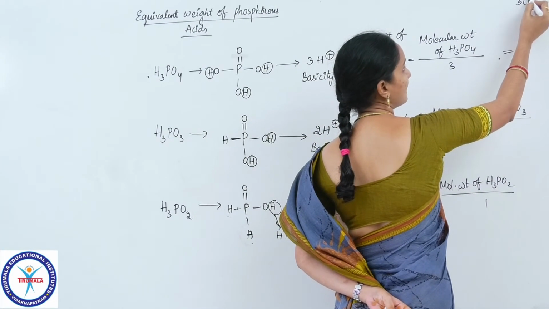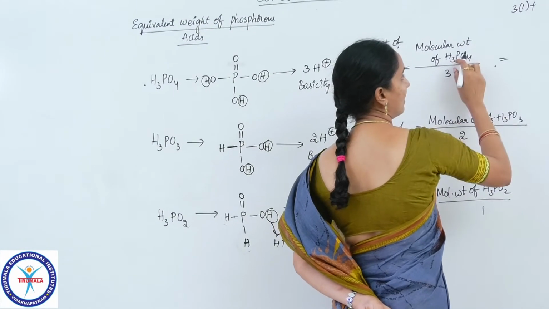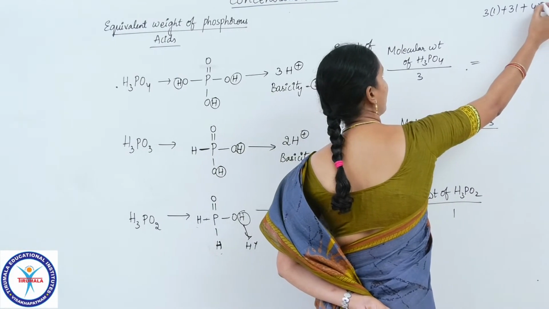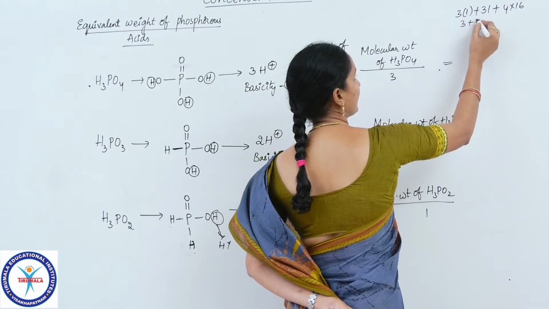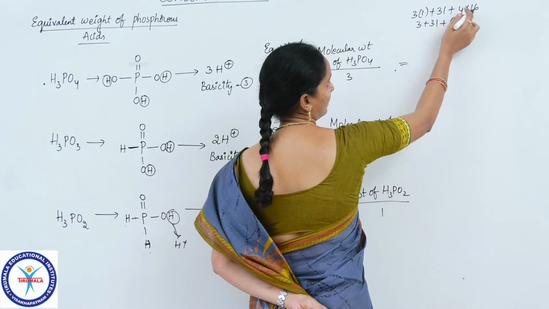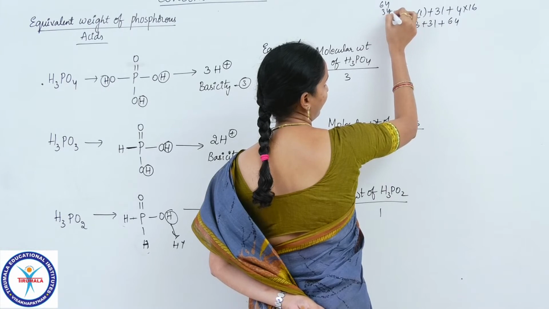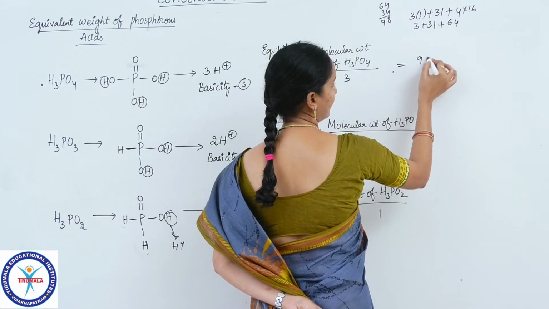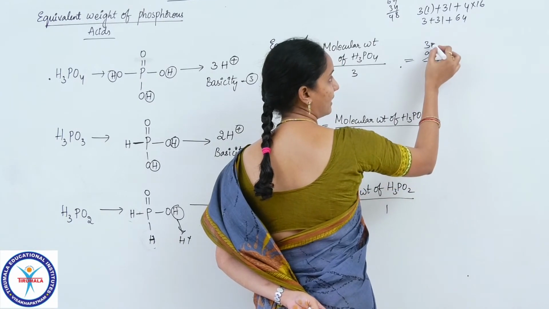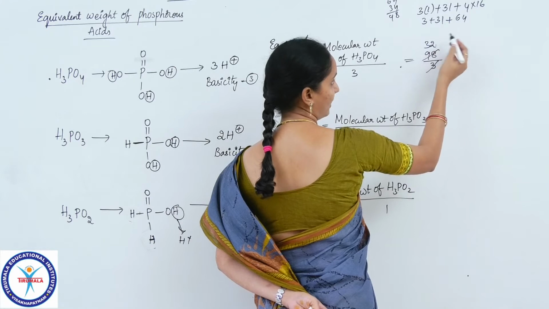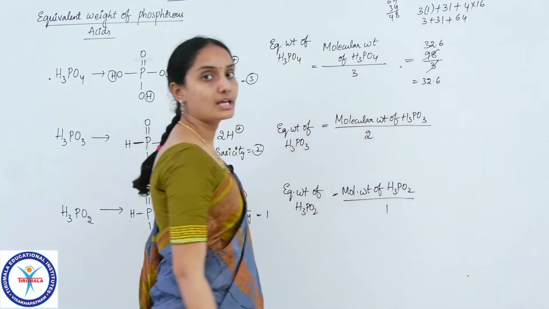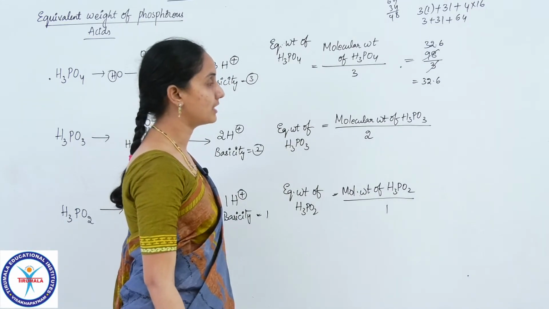If you calculate the molecular masses of these compounds, children, H3PO4, how much is it? 3 hydrogens, so 3 into 1, plus 1 phosphorus, that is 31, plus 4 oxygens, that is 4 into 16. So 3 plus 31 is 34, plus 64, total it is 98. So 98 upon 3 you have to do, which is 32.6, children. The equivalent weight of H3PO4 is 32.6.